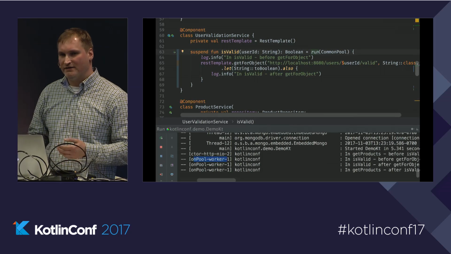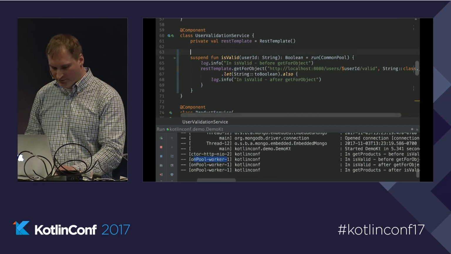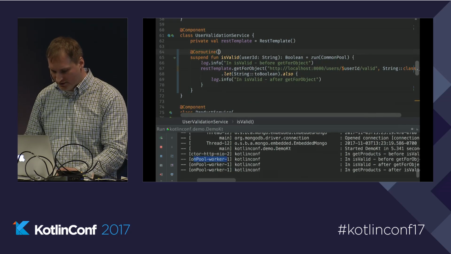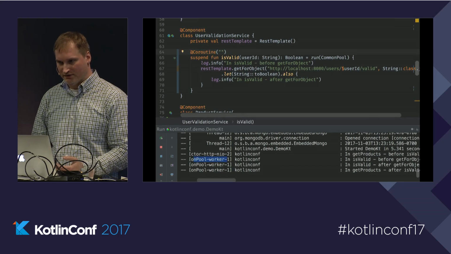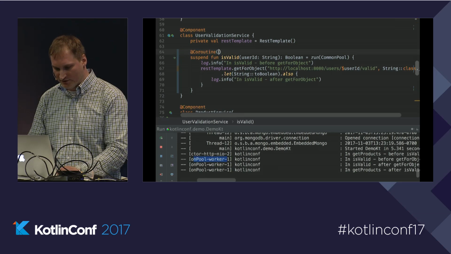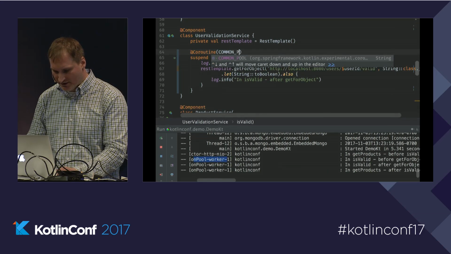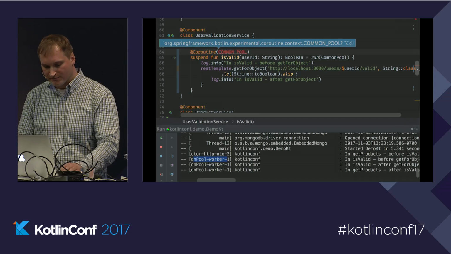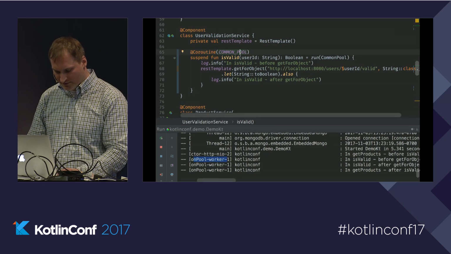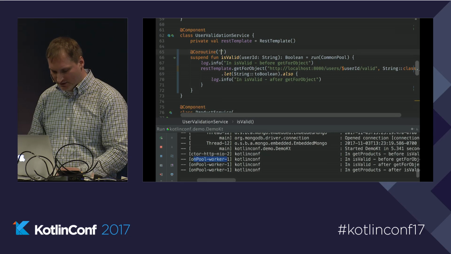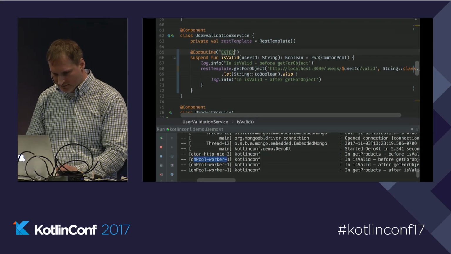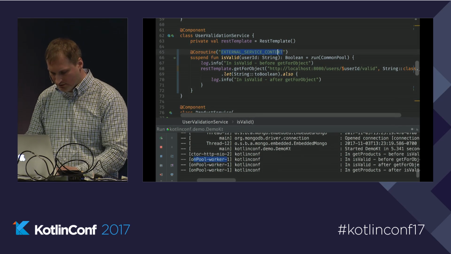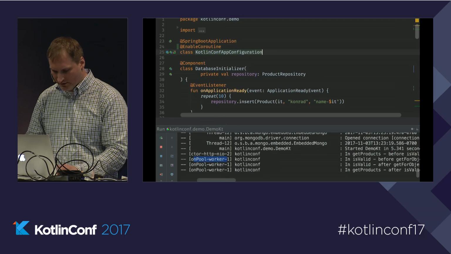So this is why in the spring-kotlin-coroutine library, you can put the coroutine annotation on your method and specify what coroutine context is supposed to be used. So for common pool, we can specify CommonPool. But we wanted to have a custom one. So let's create a custom coroutine context. Let's name it external service context.